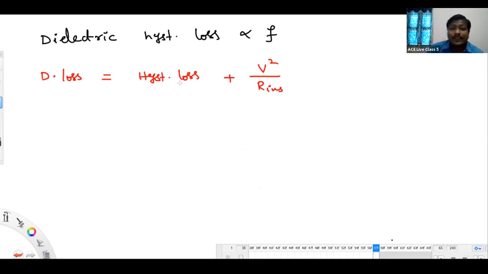But among these two, the V square by R insulation number is negligibly small. For example, the total dielectric loss is something like 1000 watts. In that, maybe this V square by R insulation is only 50 watts. The remaining 950 will be the hysteresis component. So V square by R insulation is negligibly small, and the major component of the dielectric loss is hysteresis loss.